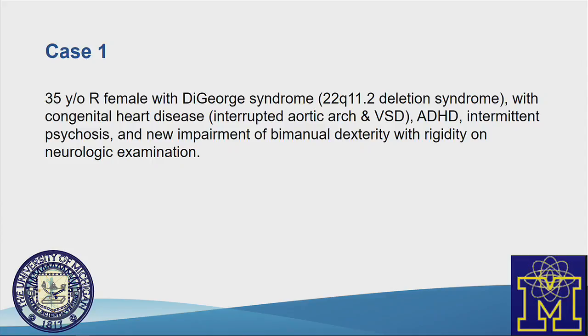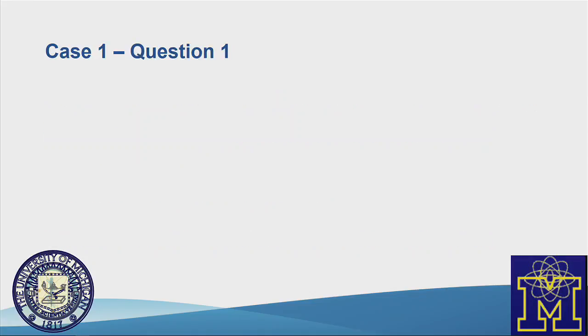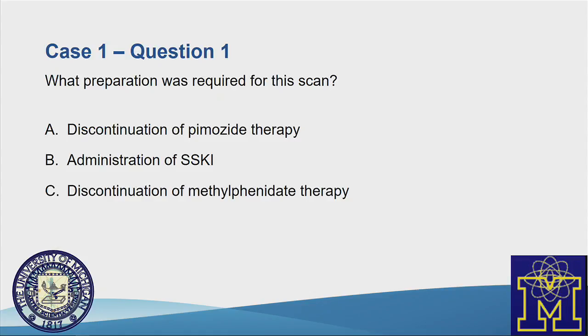And this patient was referred to our clinic because of development of bimanual dexterity problems, had trouble with buttoning buttons on her clothing, and had difficulty dining with use of a knife and fork. And so was on methylphenidate and pimozide for her neuropsychiatric impairments. And the question was, is this person one of those that has the Parkinson lesion? So, what preparation was needed prior to doing this scan? Discontinuation of pimozide, administration of SSKI, discontinuation of methylphenidate, or both B and C.